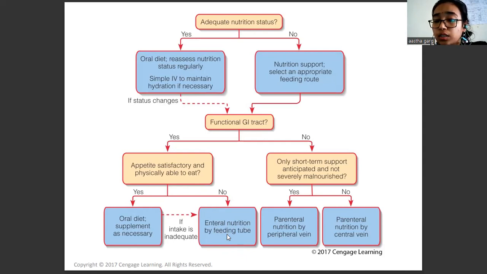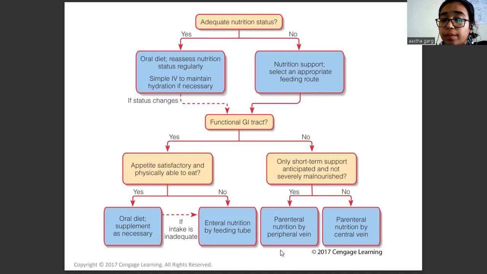In that case only enteral nutrition would be preferred. The second thing is if his or her GI tract is not functional. In that case, because he or she cannot digest food because of the malfunctioning of the GI tract, only in those conditions would we opt for parenteral nutrition, that is through veins. We will be providing the nutrition via veins.